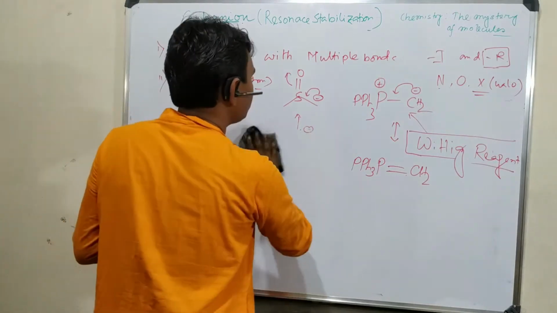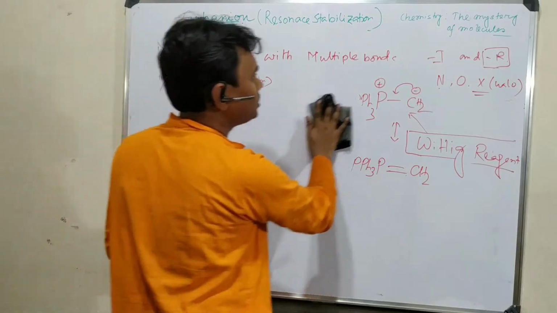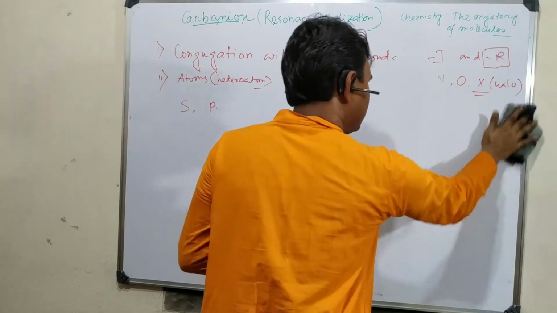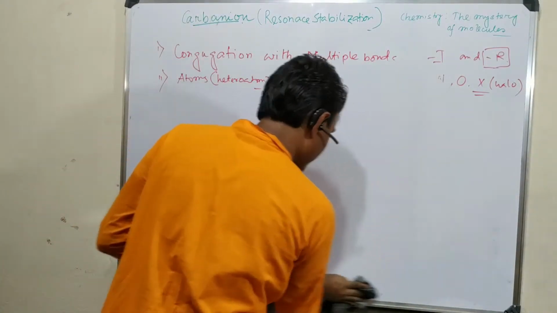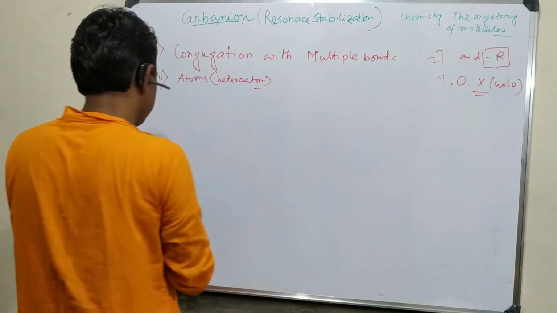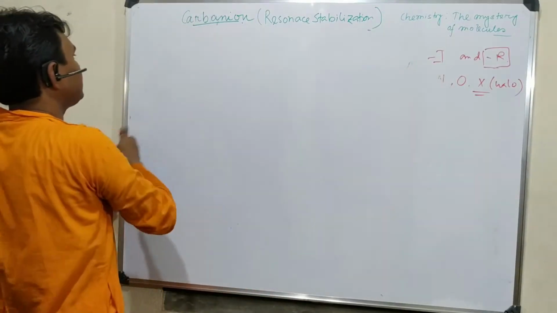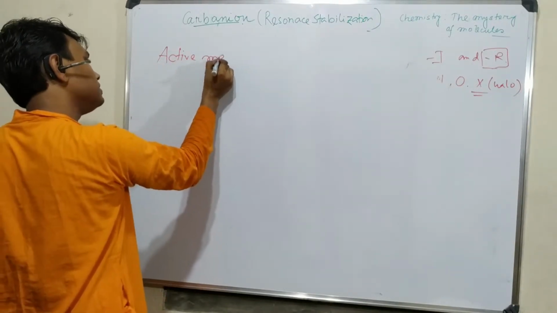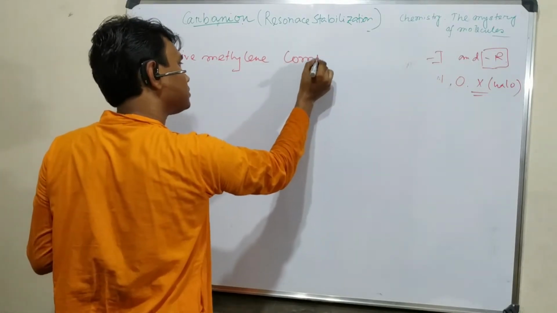What could be the other? Up to this point, we have explained conjugation with multiple bonds, minus I, minus R, and another type of material which can stabilize the carbon, or generate it, very easily. That is active methylene compounds. I will make a dedicated video on this later on.